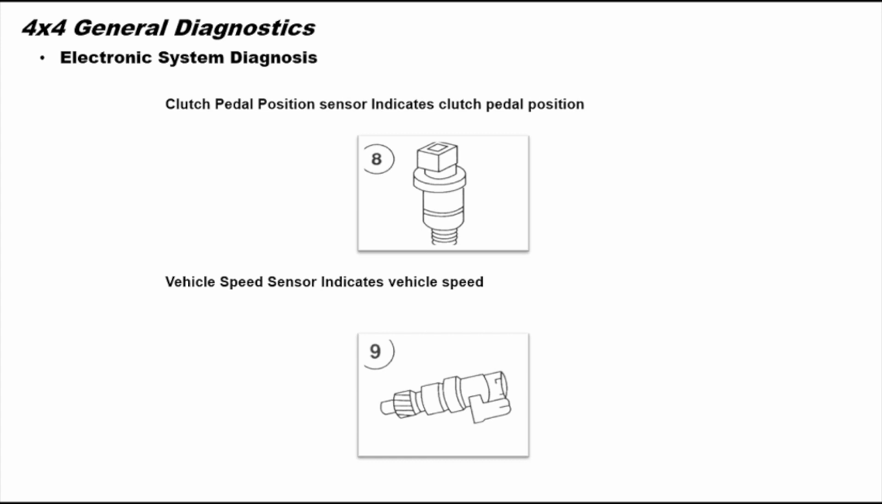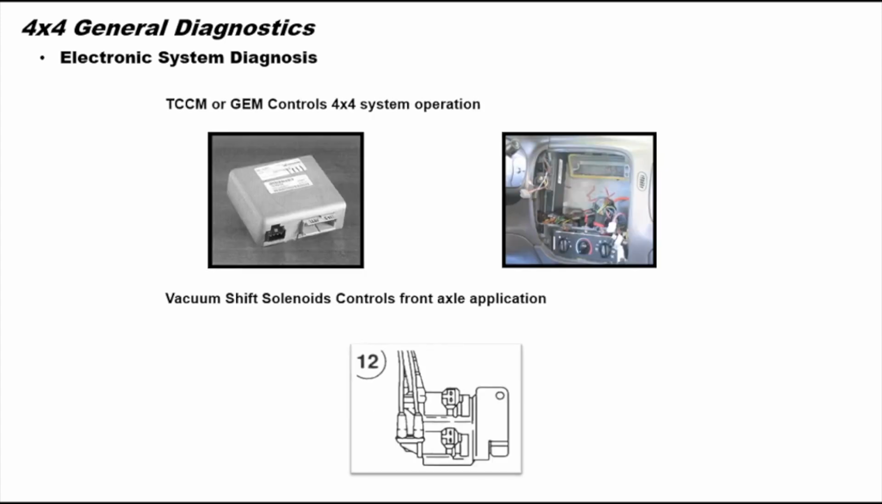The vehicle speed sensor is used as an input to the transfer case control module or GEM module to control shift positions of the transfer case. The transfer case control module or GEM module controls the transfer case by monitoring the inputs coming to the module and then adjusting the application of the four-wheel drive system as needed.